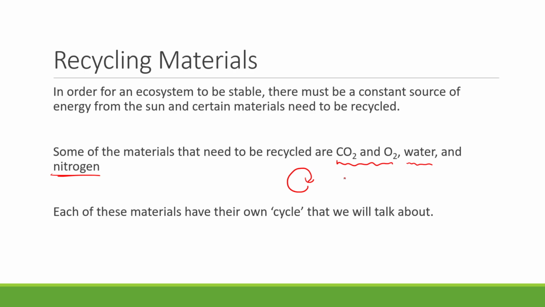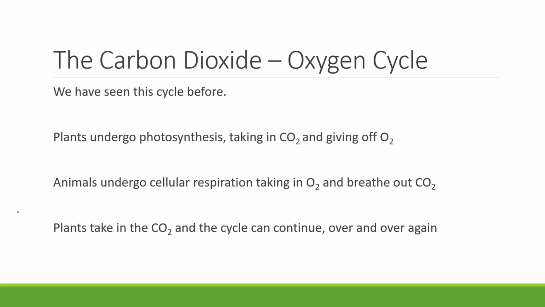Right, we're going to start with the one that we know the best. We're going to start with the idea of a gas cycle, right? The CO2 and oxygen cycle, which is something we have seen before, right? We know that plants undergo photosynthesis. They take in CO2 and they give off O2. We know that animals then undergo cellular respiration, taking in the oxygen and breathing out the CO2. So we have a nice cycle of CO2 and O2 that goes forever.